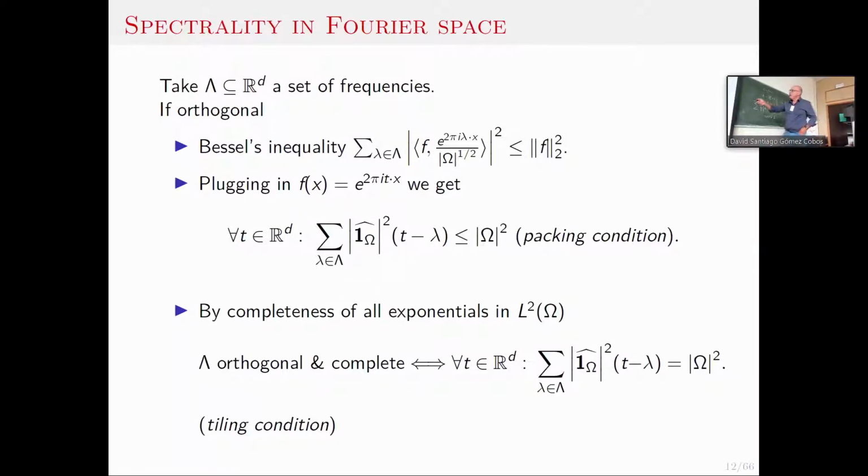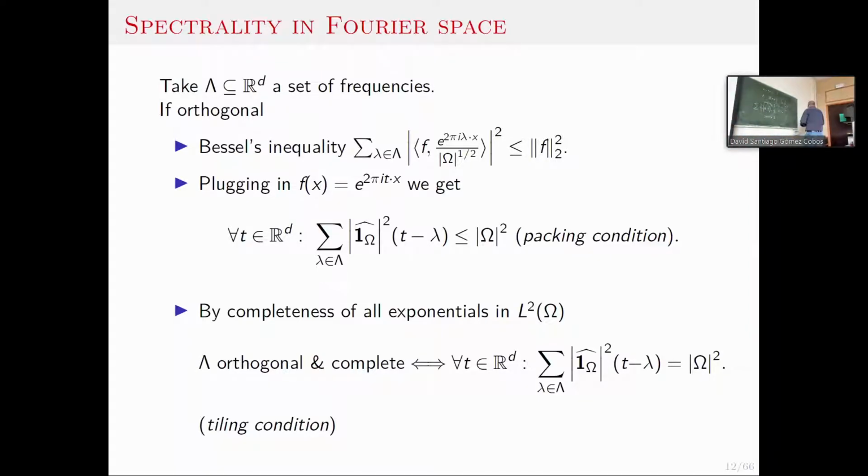So this becomes an equality, and this is your condition. And this is now a tiling condition, exactly this, only with a different constant. You have to take this constant and divide if you want to have 1 here. So orthogonality is equivalent to packing. Orthogonality plus completeness is equivalent to tiling. Tiling at this level, omega squared, times this function.